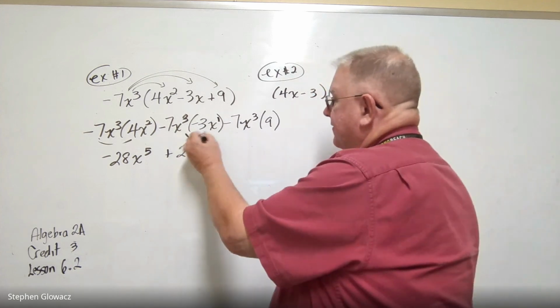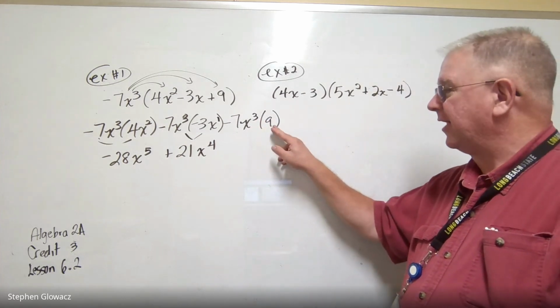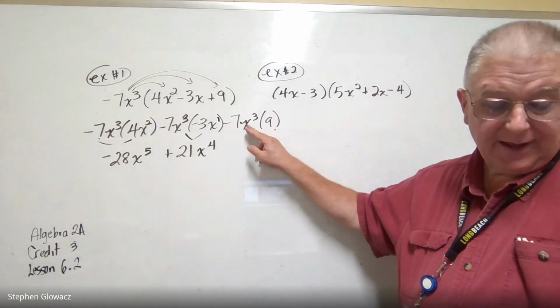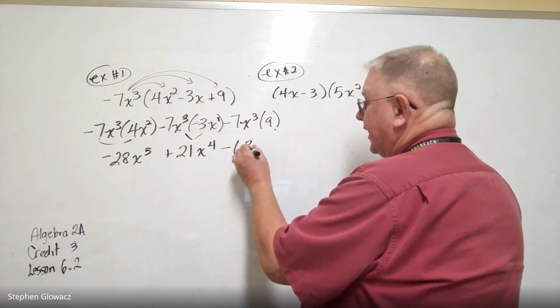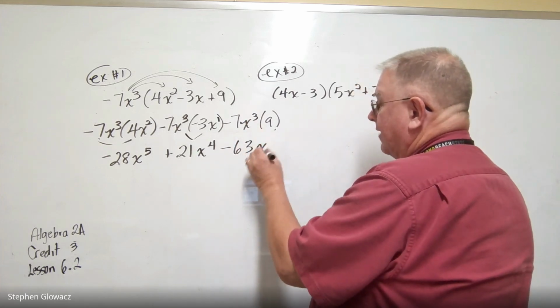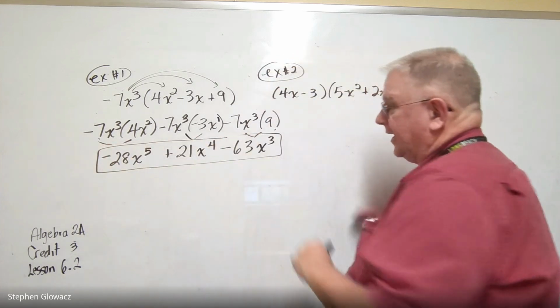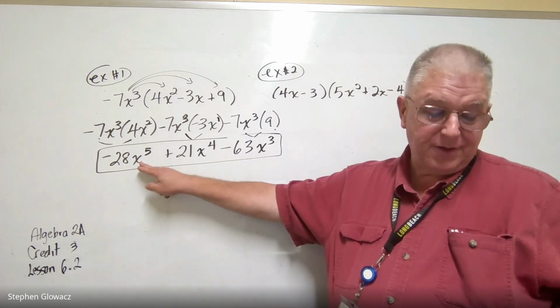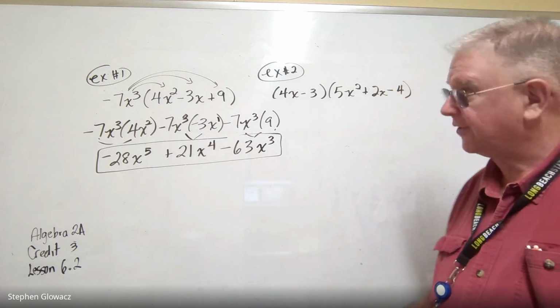Finally, we have our last term. We're just multiplying by a constant term. Negative 7 times 9 is negative 63, and then we have the x to the third. And so that's our answer: negative 28x to the fifth plus 21x to the fourth minus 63x to the third.